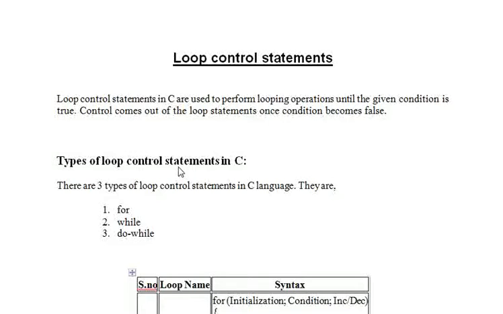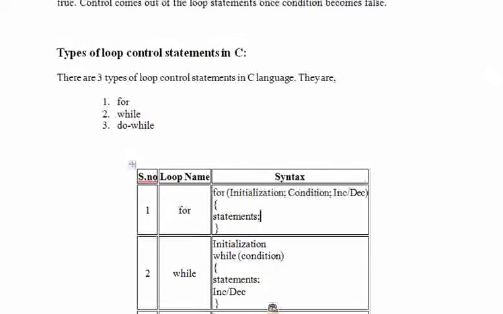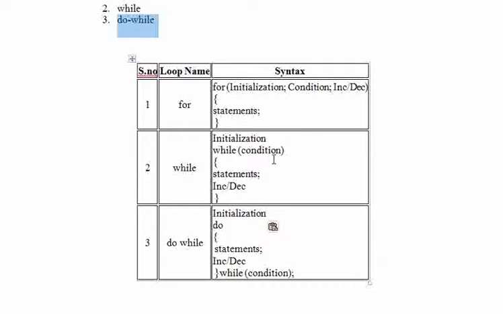There are three types of loop control statements in C language. First one is for loop, second one is while, and third one is do while. We will learn all about these in our future lectures. Today I am just giving the short introduction of all.